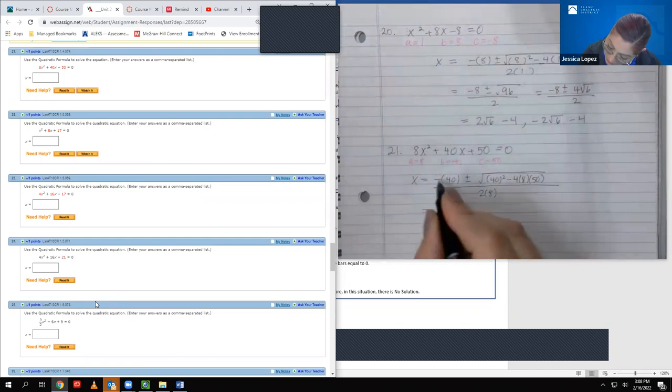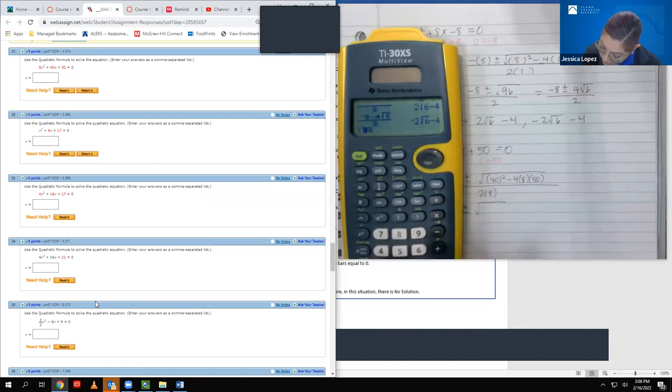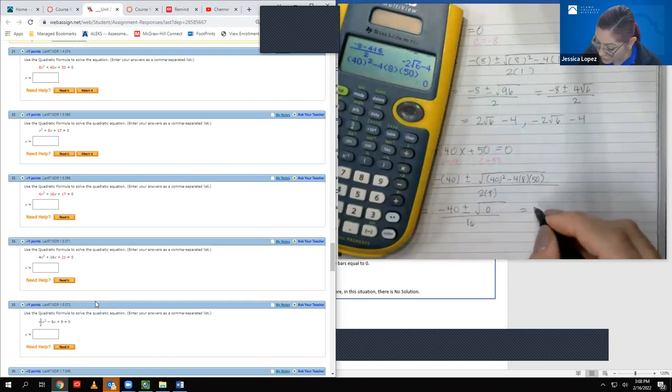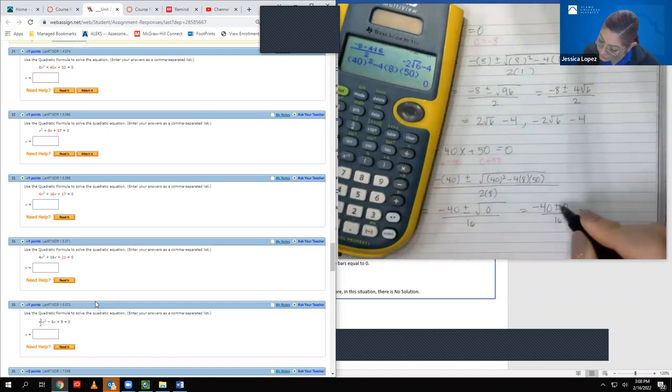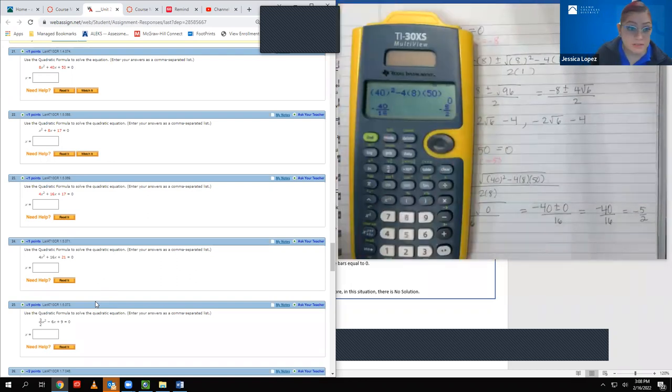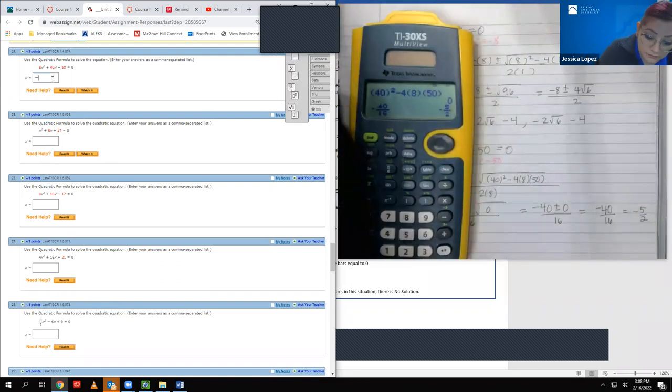So now I'm going to simplify it in pieces. I get negative 40 plus or minus the square root of 40 squared minus 4 times 8 times 50, which is 0, over 2 times 8, which is 16. The square root of 0 is 0. So it doesn't matter whether I add 0 or whether I subtract 0, I'm going to get negative 40. And so negative 40 over 16 does reduce to negative 5 halves. And so I'm going to type in negative 5 over 2.